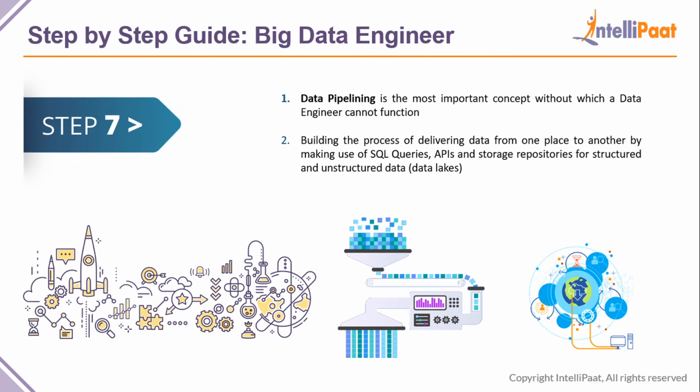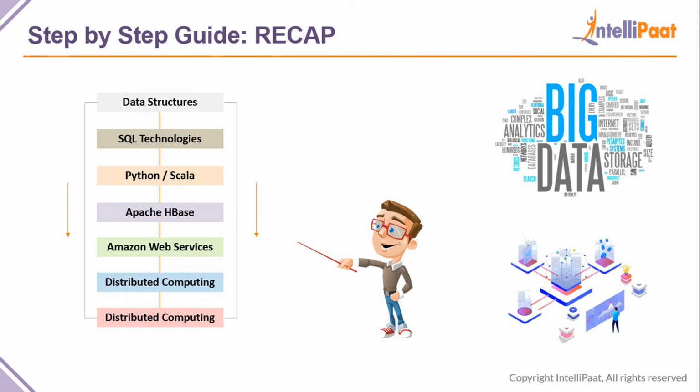And this brings us to step number 7. This is the last step, and this involves something called data pipelining. Data pipelining is to understand how data can flow through, just like how water flows through a pipe, in a very structured way, because you will be building the actual process which is going to deliver the data from one process to another. This is done by making use of APIs, SQL queries, and various storage repository technologies, guys. Again, this involves structured data, and for unstructured data, we have something called data lakes, and much more at the same time. So understanding data pipelining is extremely vital.